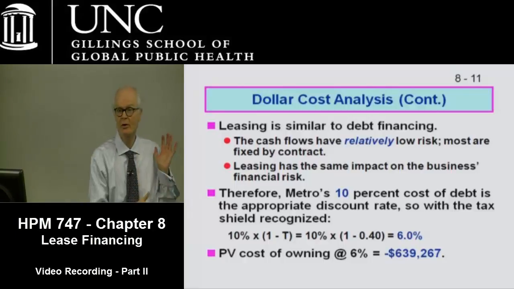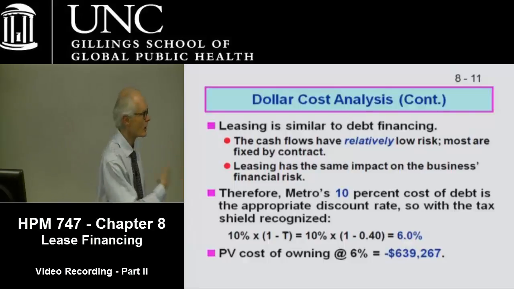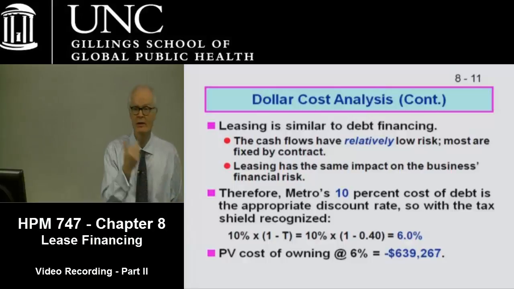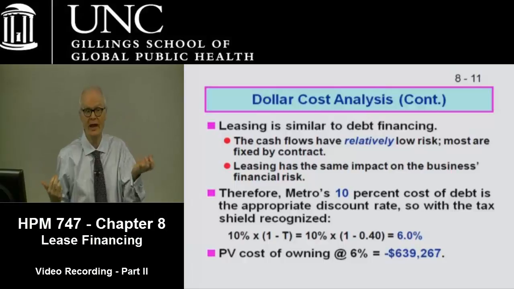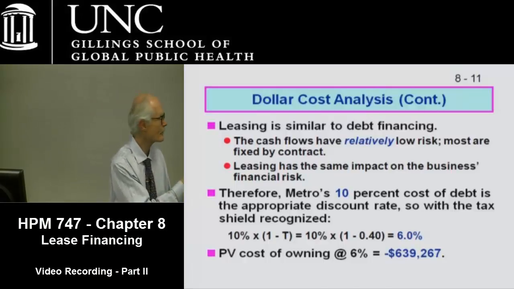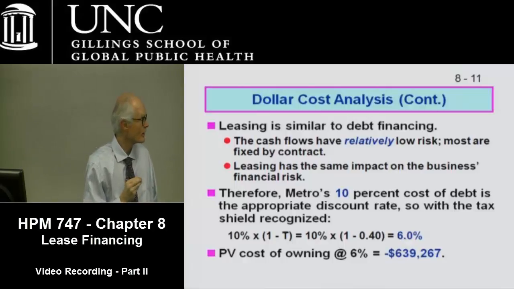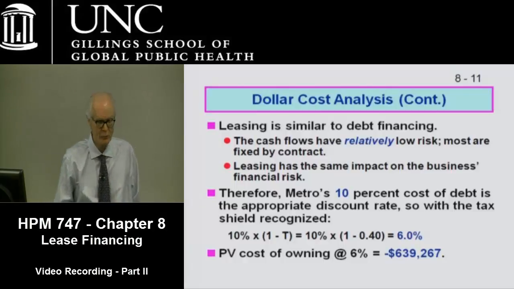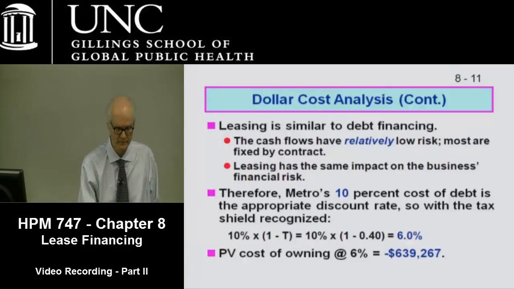Okay, so in this example, because leasing and debt payments are a pure cost, there are no revenues, so to speak, we're going to want to compare the cost of leasing versus the cost of debt. And whichever has the lower financing cost is the one we want to go with. So if we discount those cash flows by 1 minus the tax rate times the cost of debt, we get a negative 639,267. That is the present value of the cost of owning the asset over the 4 years.